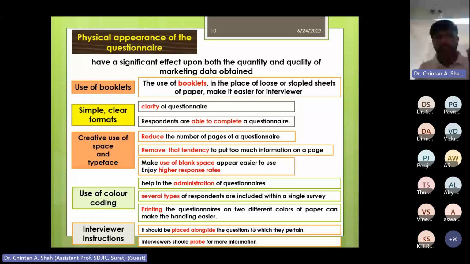Another point: make use of the blank space which is available, for a higher response, so you can increase the rate of responses. Use color coding, emojis; nowadays you can use emojis. You can use different smileys, different emojis to get the answer. So you make it more attractive, you make it feasible, so people are attracted and answer the questions. And interview instructions, make them very clear: instructions for interviewer and interviewee.